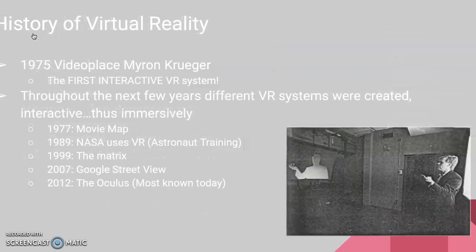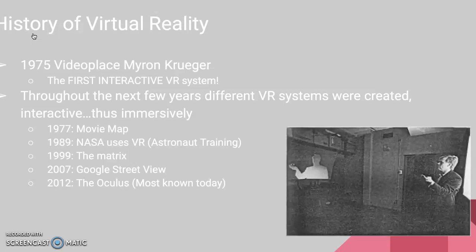However, in 1975, the Video Place by Myron Kruger was the first interactive VR system. This is a system down at the bottom of the screen at the right. Essentially, you stand in front of it, and I like to say that this is very similar to the Wii. You stood in front of the screen, and the screen would move with you. However, you didn't have any joysticks or anything like that to allow the screen to know where you were at. It just knew where you were by projecting.